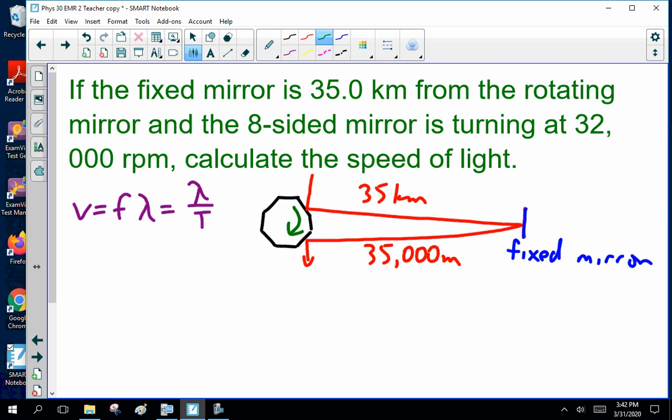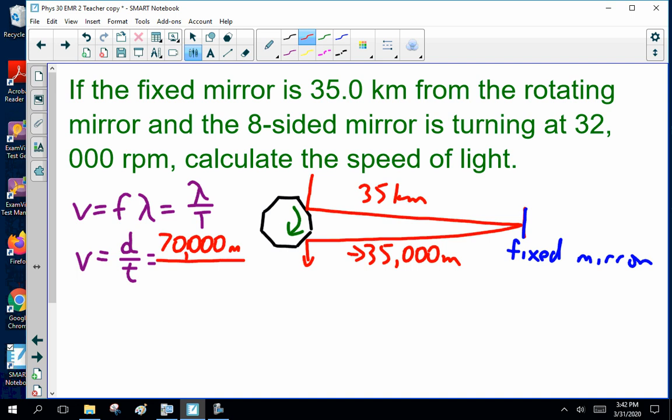Now, my apologies. Velocity is displacement over time. That's the other formula we should use for velocity. Now, I know my displacement is 2 times 35,000, or 70,000.